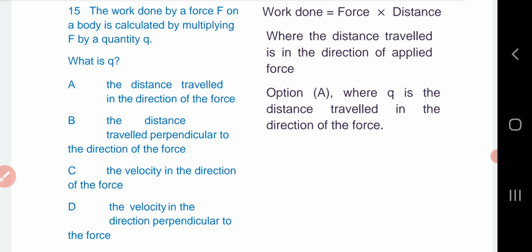Question number 15. The work done by a force F on a body is calculated by multiplying F by a quantity Q. What is Q? And the answer is, we know that work done is equal to force multiplied by the distance, where the distance traveled is in the direction of the applied force. Option A is the answer because Q is the distance traveled in the direction of the force.